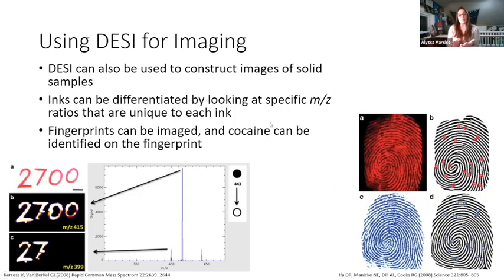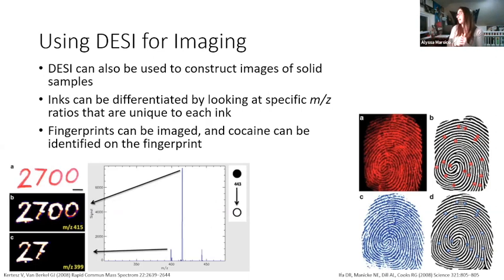Now, DESI can also be used for imaging analysis, and this is where mass spec becomes really, really cool. I did a lot of work with imaging mass spec in grad school, and the reason why we like imaging so much, at least from a forensic science standpoint, is that if you're trying to demonstrate something to a jury, pictures like this are better than complicated mass spectra, right? A jury's not going to understand what all these lines mean.